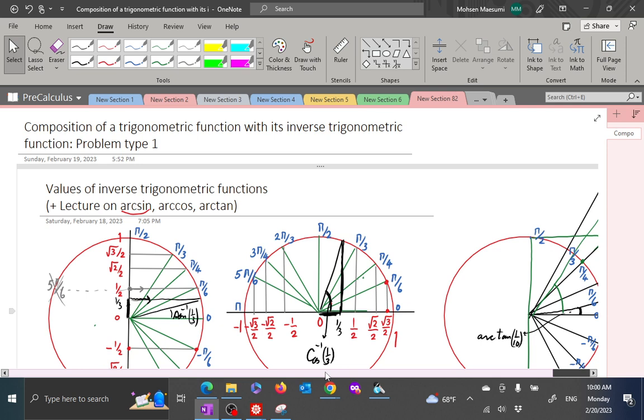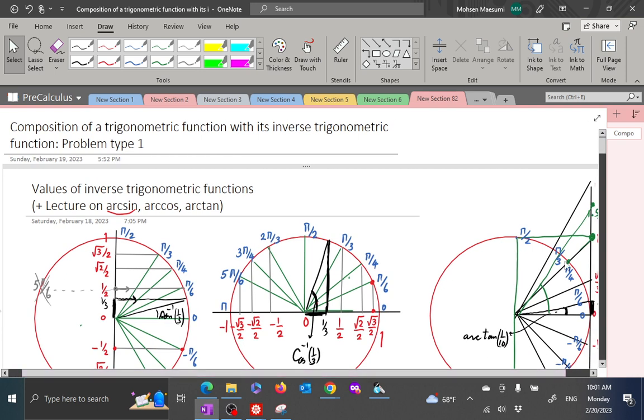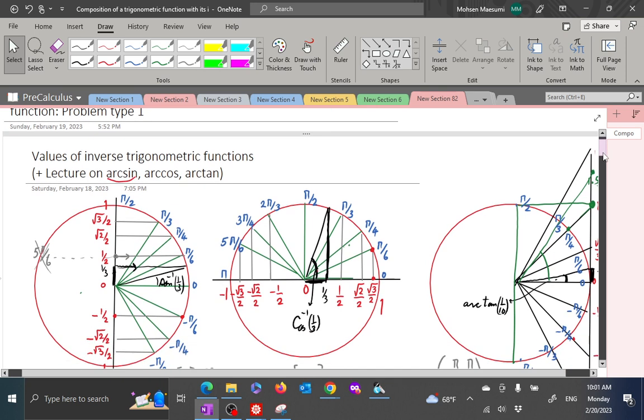The topic today is composition of a trigonometric function with its inverse trigonometric function, problem type 1. So I have the header from the previous lecture here because we are going to use it. We talked about arcsine, arccosine, arctangent last time, and these pictures are from that lecture. We need to know this material very well before we get started here.